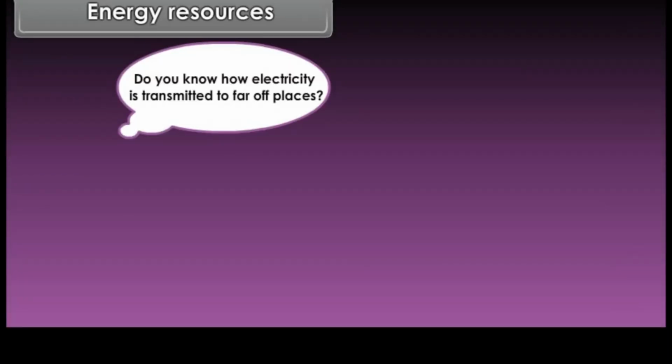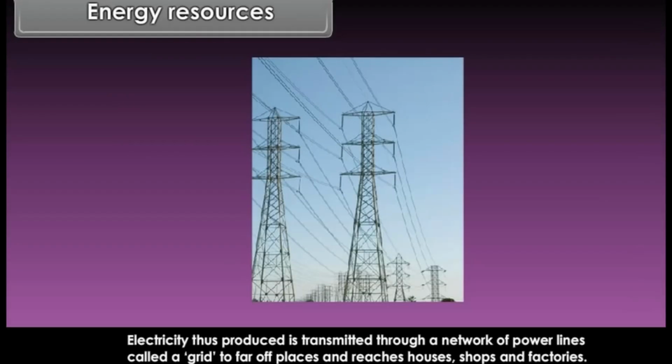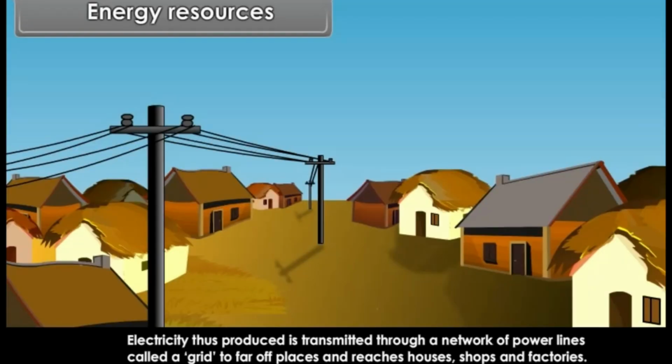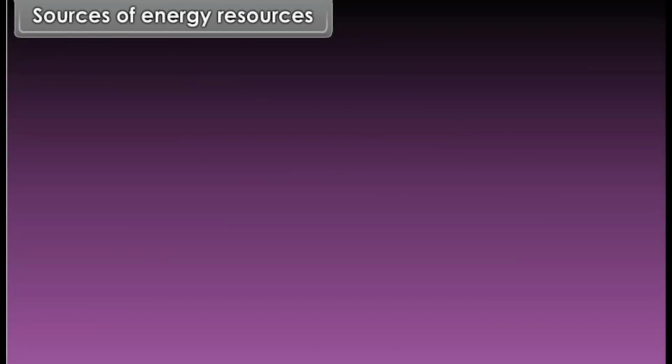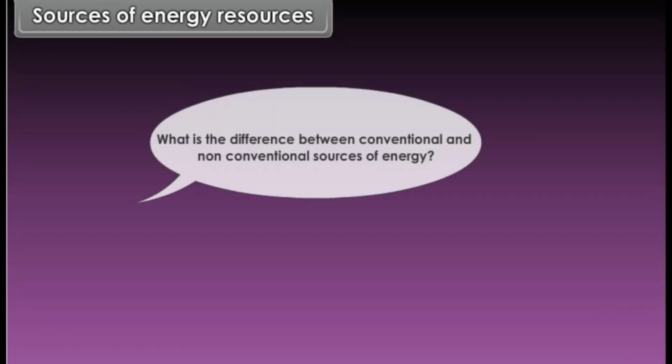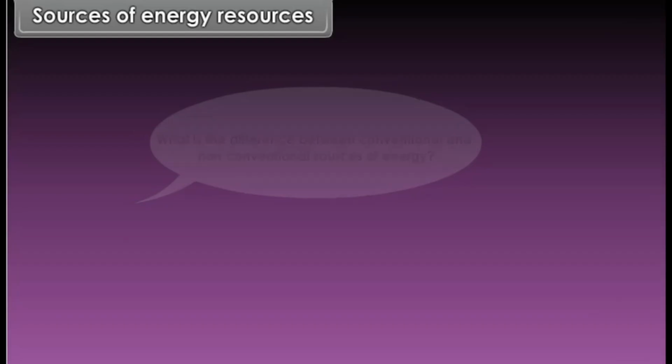Do you know how electricity is transmitted to far-off places? Electricity thus produced is transmitted through a network of power lines called a grid to far-off places and reaches houses, shops, and factories. Sources of energy resources. What is the difference between conventional and non-conventional sources of energy?